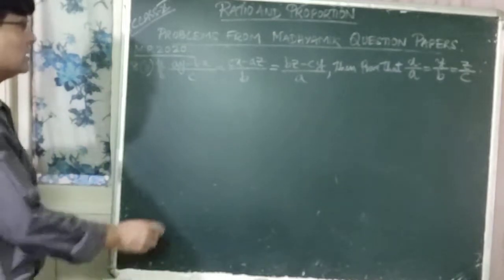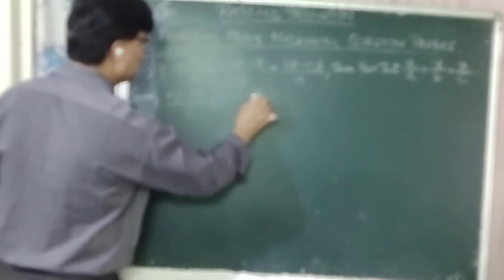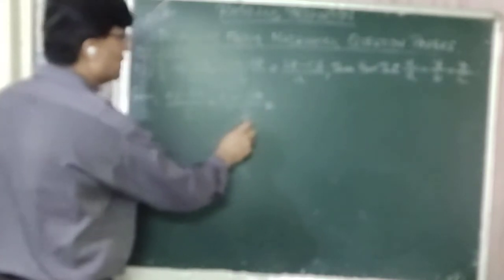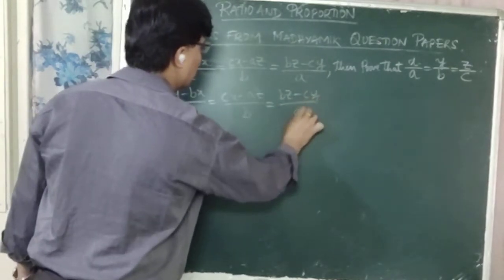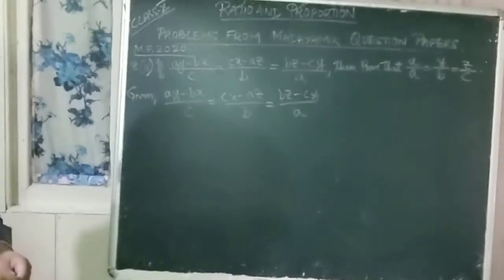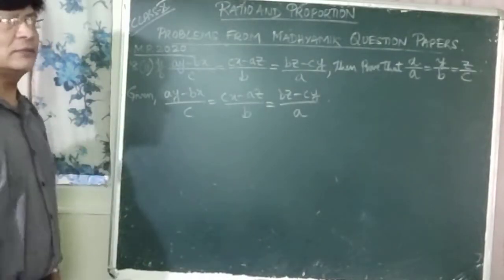Okay, so let us write down the given here. So what is given here? (ay minus bx) divided by c is equal to (cx minus az) divided by b is equal to (bz minus cy) divided by a. Okay, and from this given you have to prove x upon a is equal to y upon b is equal to z upon c. Okay, now here, so what will you do? How will you simplify this given?